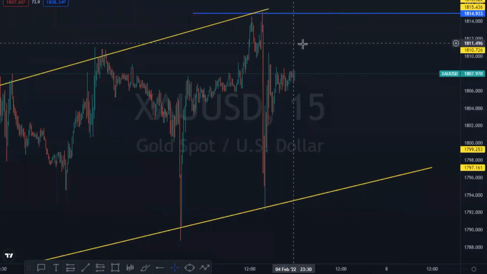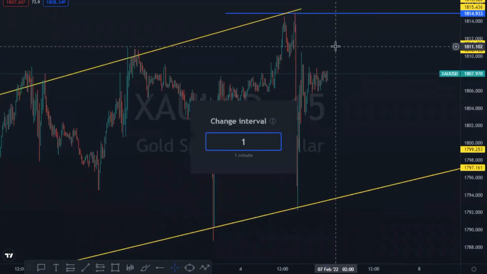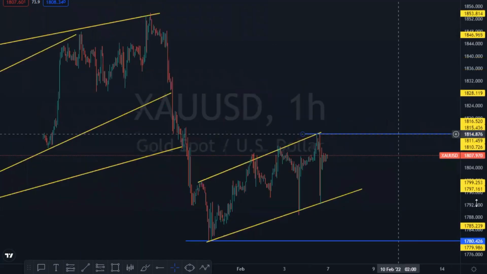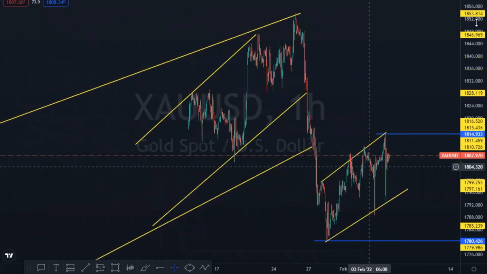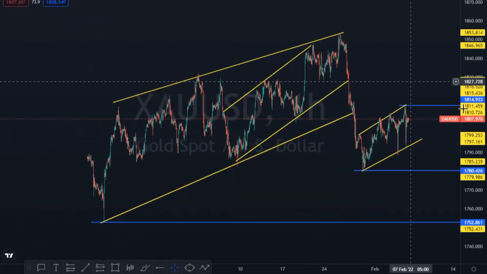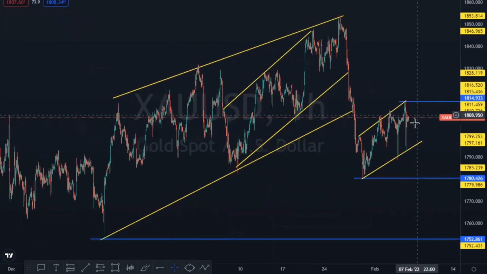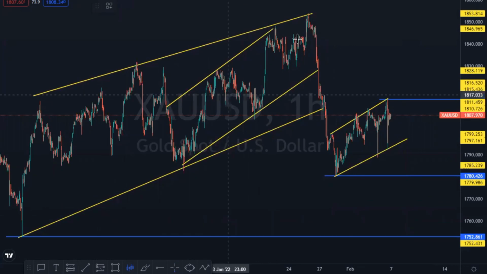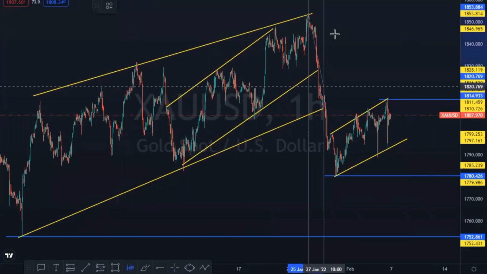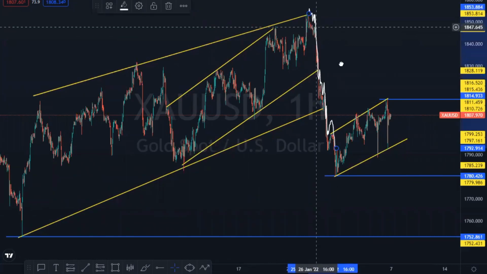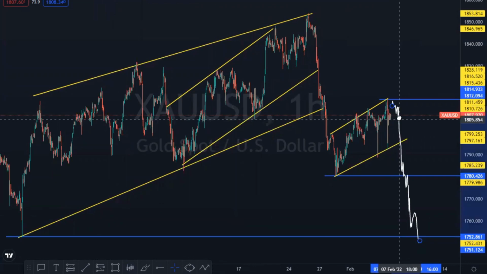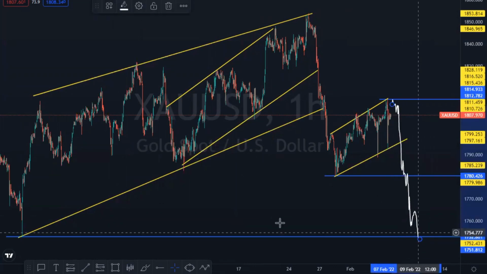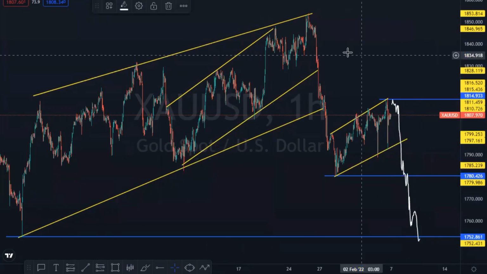So you could also catch the wave. Make sure that you look for an entry that is suitable, and remember to always use risk management, guys. So for gold, I'm actually looking for selling opportunities. The reason being, we are in a correction. I am looking for the next impulse to the downside, guys.